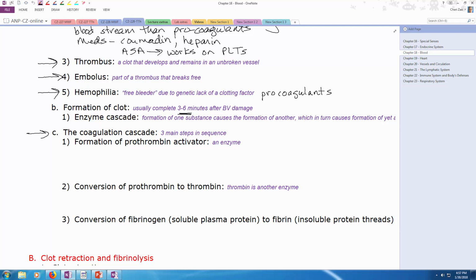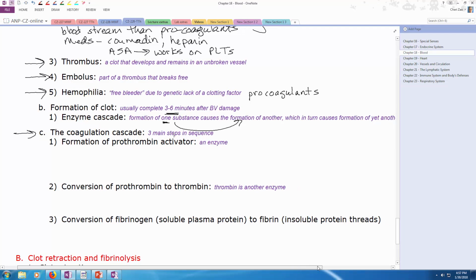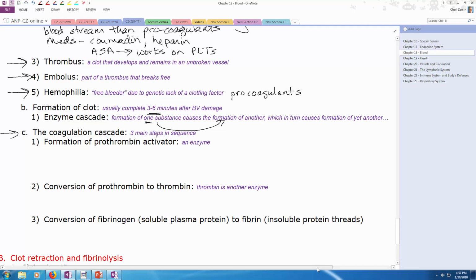It does so because there's a process of an enzyme cascade where we create one substance which will then cause the formation of another substance, which will in turn cause the formation of another substance. So it's just cascading events. One turns on this, which turns on this, which turns on this. That's why it's called the coagulation cascade, because the ultimate outcome is to form that clot.